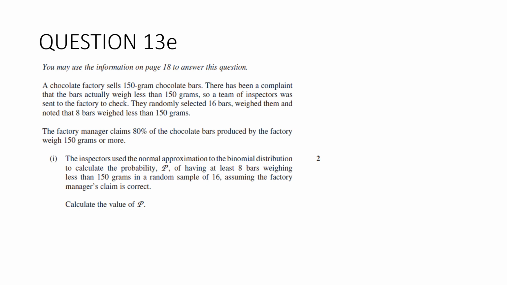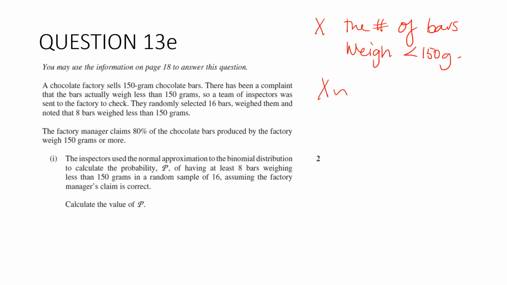All right, so what do we know? We know that this is going to be a normal approximation to the binomial distribution. So let's set up a variable. We're going to call x the number of bars that weigh less than 150 grams. And so x is going to be distributed as a binomial distribution. Number of trials is 16, and the probability of success, this is success here, is going to be 20%.